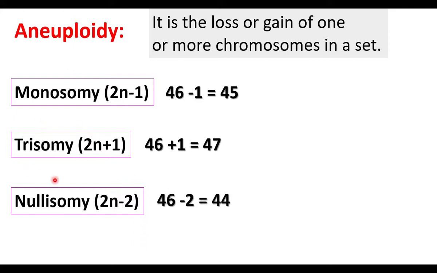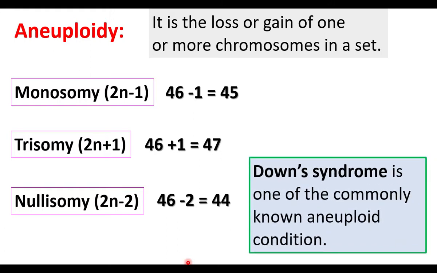So the trisomy condition in humans results in a disease, that is Down syndrome. Down syndrome is an example for aneuploidy. The particular aneuploidy of Down syndrome is trisomy. The Down syndrome individuals have poor mental capacity.